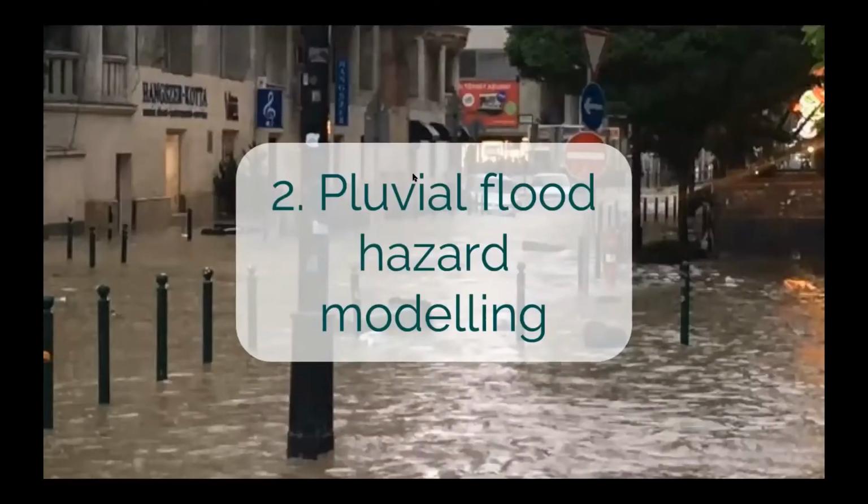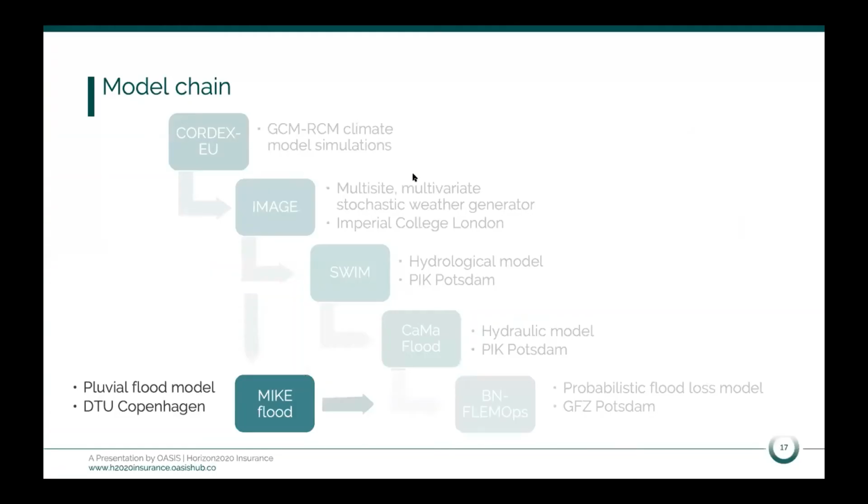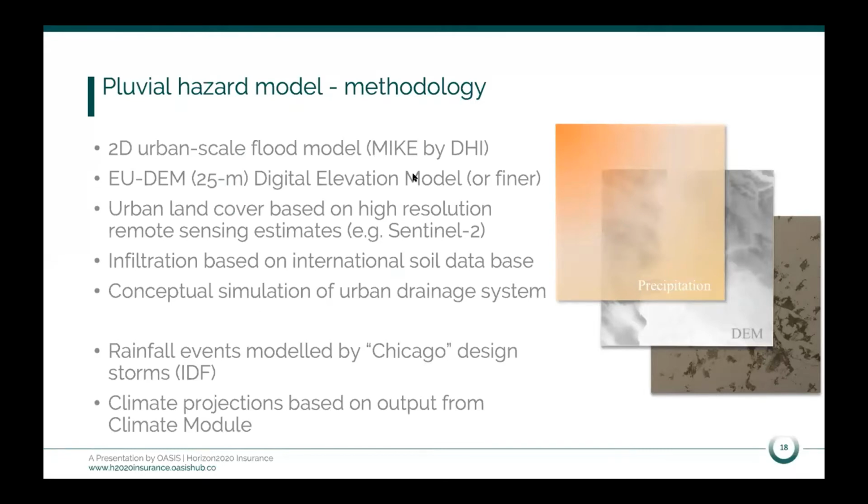And with this, I'll come to the pluvial hazard modeling, which has so far only been implemented for Budapest, Novi Sad and Bratislava. This was mainly done by DTU in Denmark. This is again the model chain, feeding its results into the GFZ flood loss model. It's a completely dynamic 2D model by MIKE DHI, and it simulates pluvial, so flash flooding, on a 25-meter digital elevation model.